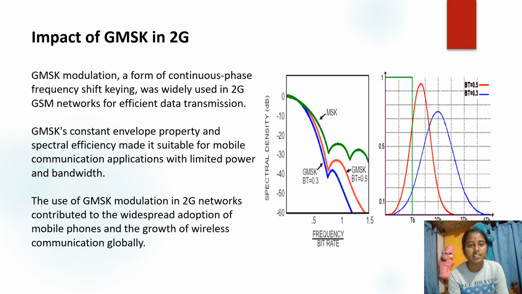Impact of GMSK in 2G. GMSK stands for Gaussian Minimum Shift Keying. GMSK modulation, a form of continuous phase frequency shift keying, was widely used in 2G GSM networks for efficient data transmission. GMSK's constant envelope property and spectral efficiency made it suitable for mobile communications applications with limited power and bandwidth. The use of Gaussian minimum shift keying modulation in 2G networks contributed to the widespread adoption of mobile phones and the growth of wireless communication globally.